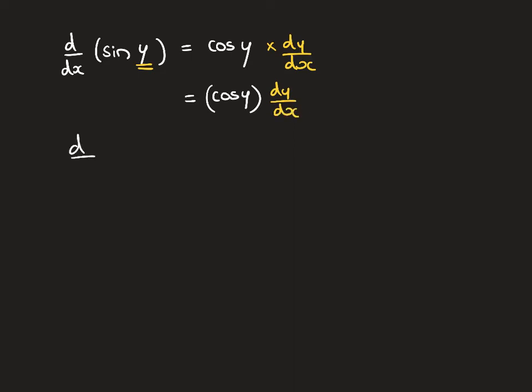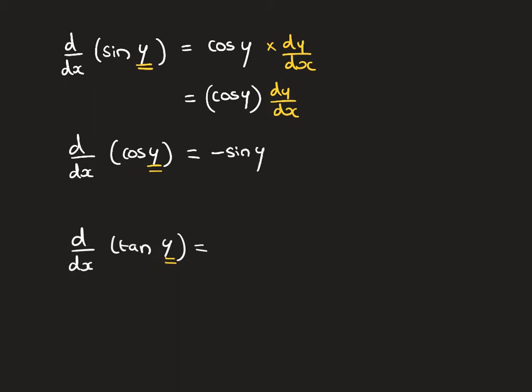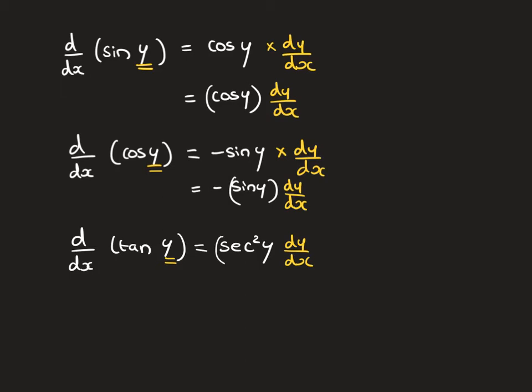See if you can work out what d by dx of cos y is and d by dx of tan y is. So in each case, y is the inner function in a composite. Cos differentiates to negative sine, but we must multiply by the derivative of the inner function dy by dx, so we get negative sine y dy by dx. Tan differentiates to sec squared, so we get sec squared y, and then dy by dx, multiplying by the derivative of our inner function.